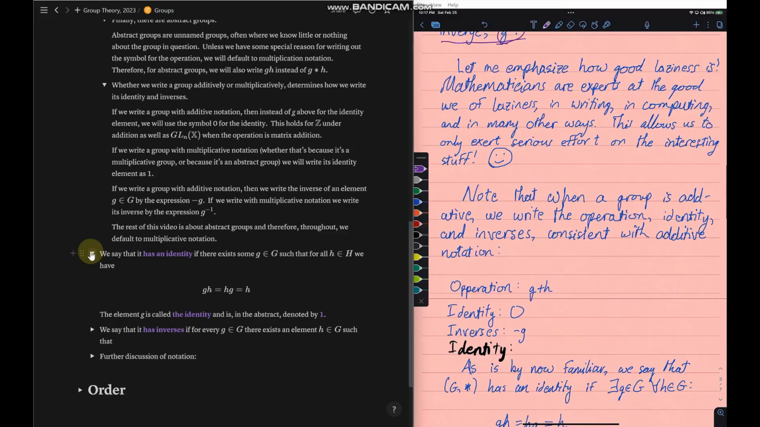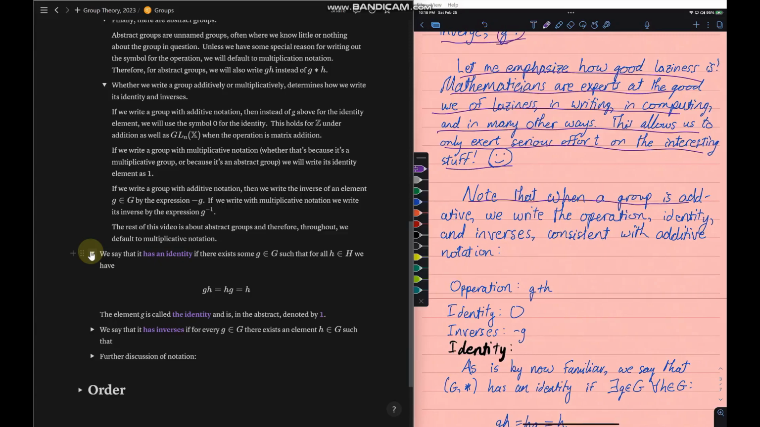Let me emphasize how good laziness is. Mathematicians are experts at the good use of laziness in writing, computing, and in many other ways. This allows us to only exert serious effort on the interesting stuff.